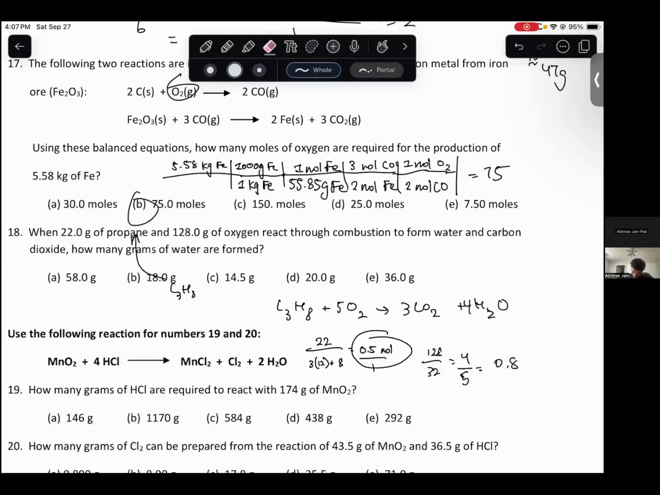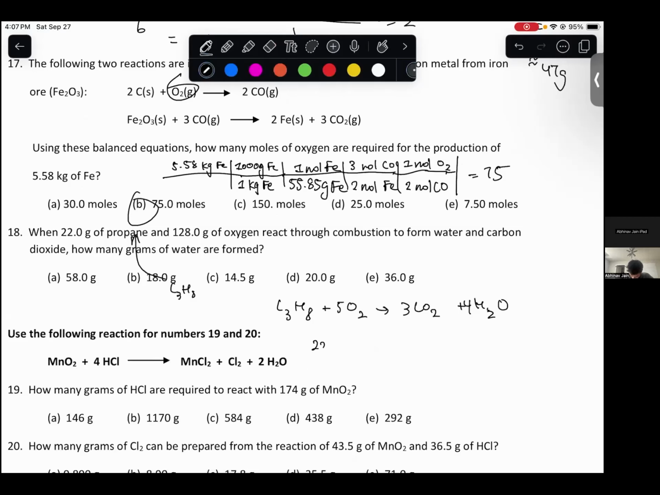So we know that for every 44 grams of propane, C3H8, we get 1 mole of propane. And we know that for every 1 mole of propane, we'll have 3 moles of CO2. We're asking for water, so we'll have 4 moles of H2O.